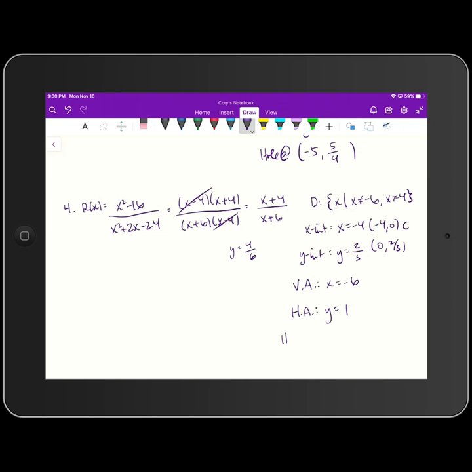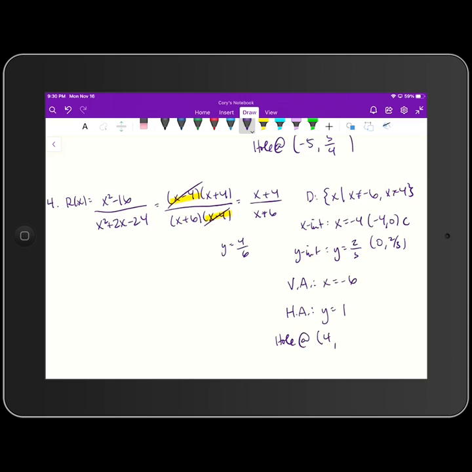And just like the previous example, this example also has a hole. So again, the x-coordinate of the hole is the value that makes the canceled factor 0. So the value that makes the canceled factor 0 is 4. And then we're going to plug 4 into the simplified function to figure out what the y-coordinate is. So when I plug 4 in the place of x in that simplified function, we get 4 plus 4, which is 8, over 4 plus 6, which is 10. So that has a y-coordinate of 4/5.